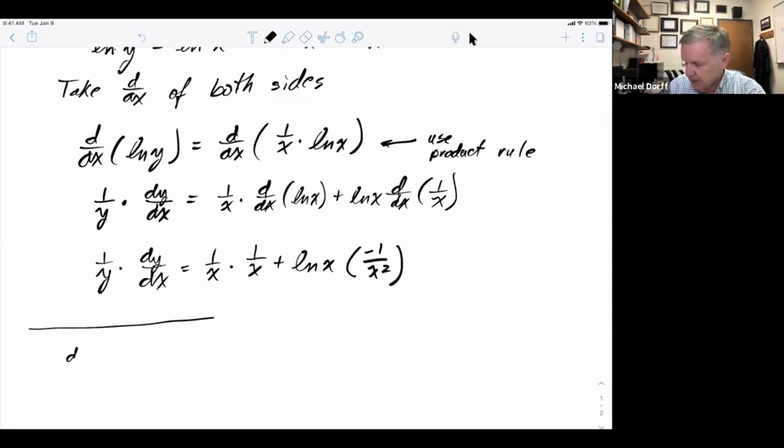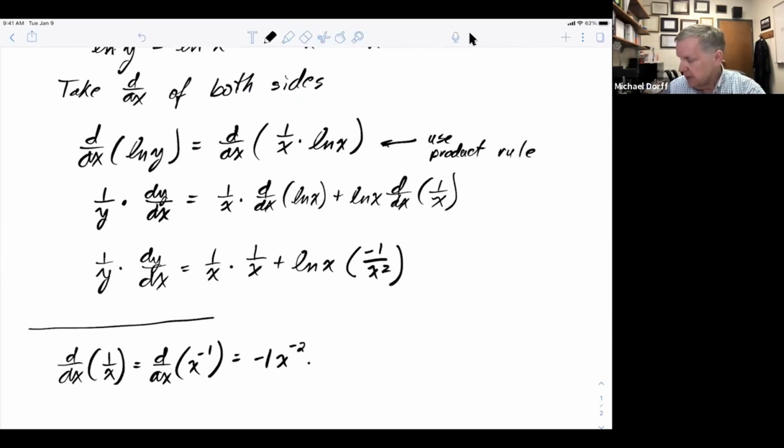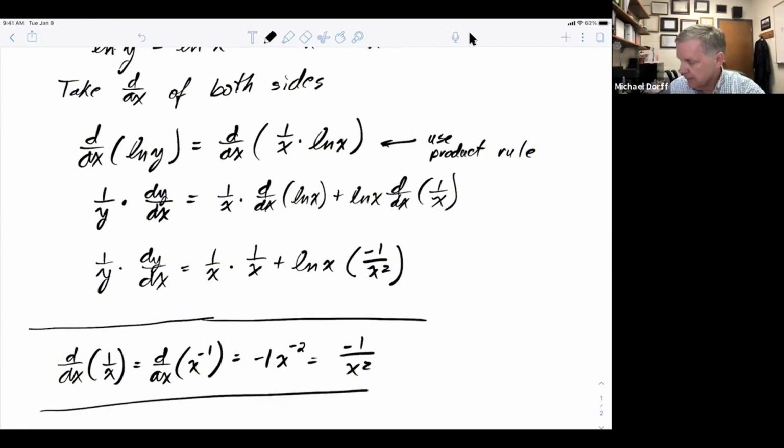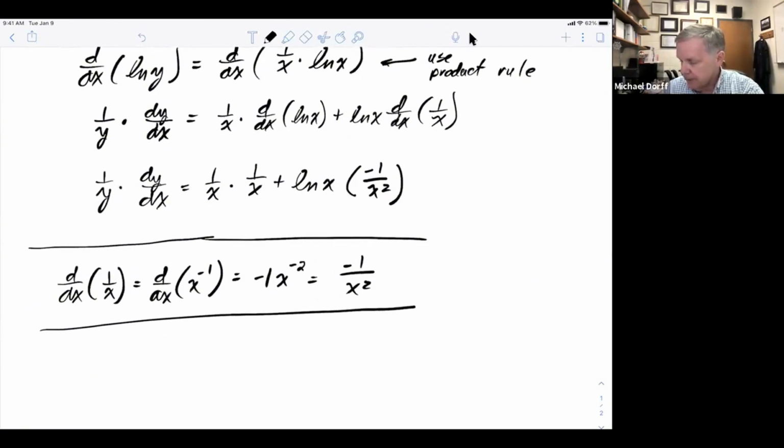Just as a reminder here, d dx of 1 over x. What I'm going to do there is write that as x to the negative 1 power. And then I use the power rule, which says that I bring the negative 1 out front, write down the x, and subtract 1 from the exponent. Now the exponent's already negative 1, so negative 1 minus 1 is negative 2, which I could rewrite as negative 1 over x squared. So that's how we got that term there.